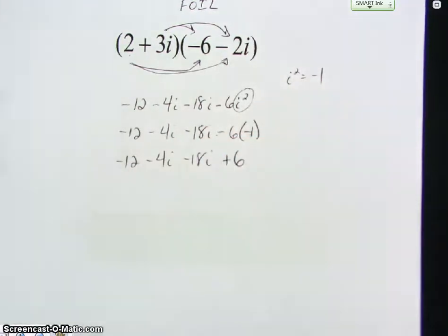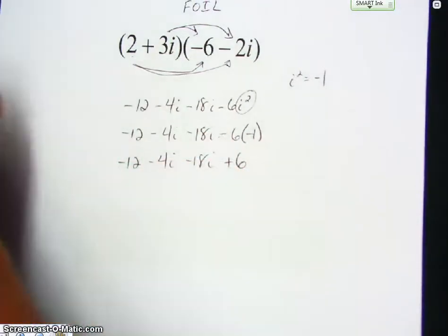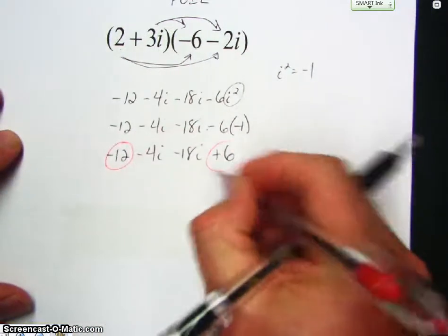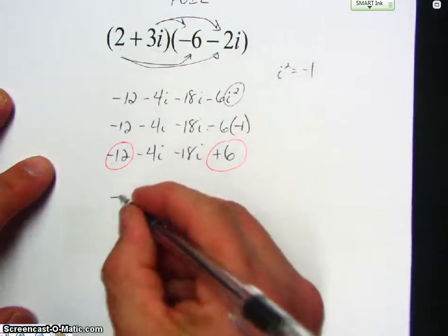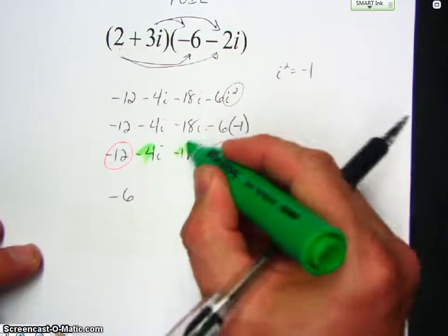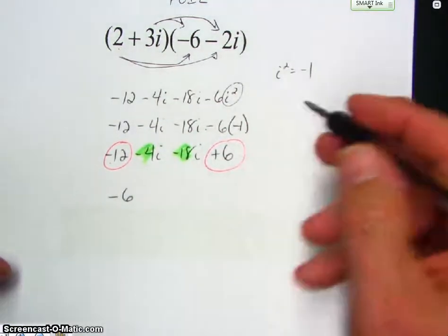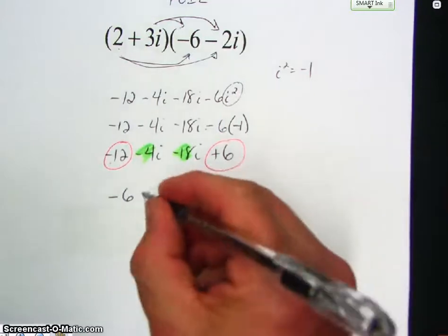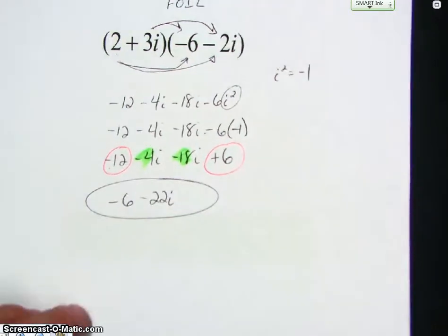All right. Now let's combine like terms. All right, here are the terms. Oh, excuse me, one color. I do not have the i, so -12 and +6 gives me a -6. Here are the i's. I got -4 and -18, so i become -22i. And there we go.